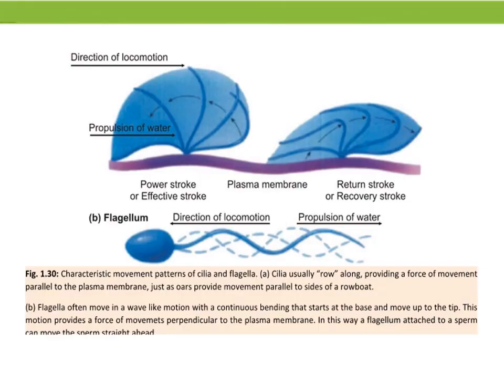A ciliary beat has two distinct phases, power stroke or effective stroke, and recovery stroke or return stroke. During the power stroke, the cilia become stiff and move along almost as straight rigid rods with force against the surrounding medium such as water. This force pushes water backward and the ciliary organism forward. In flagellar motion, as in the typical sperm flagellum, successive waves of bending originate at the base and are propagated out towards the tip. These waves push against the water.